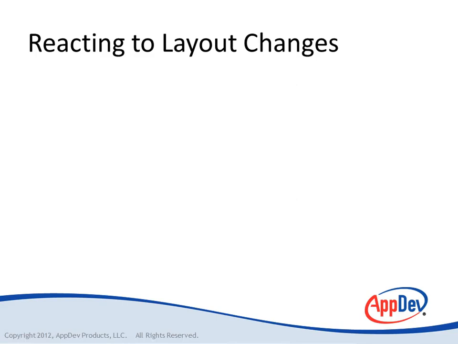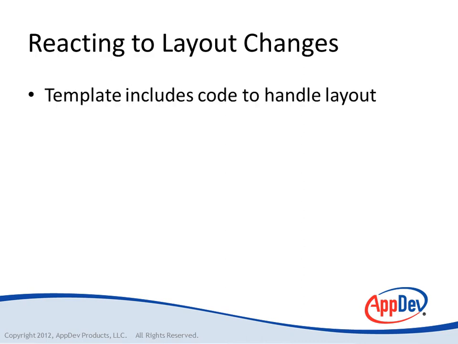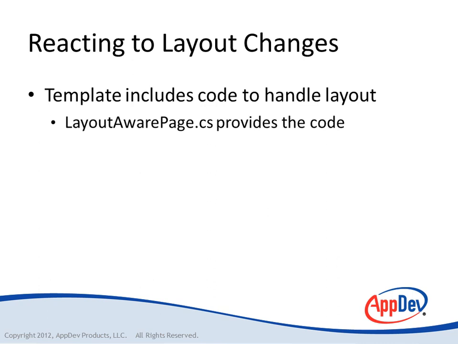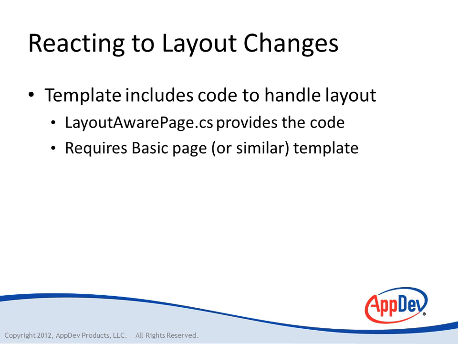You need some way to react to layout changes so you can modify the layout in your application. The template we use for building projects includes code to handle layout. The layout-aware page.cs provides the code. And remember, you won't get that if you just add a blank page to your project. You need to add a basic page. When you do that, you'll get extra classes added to your project, which include layout-aware page.cs.